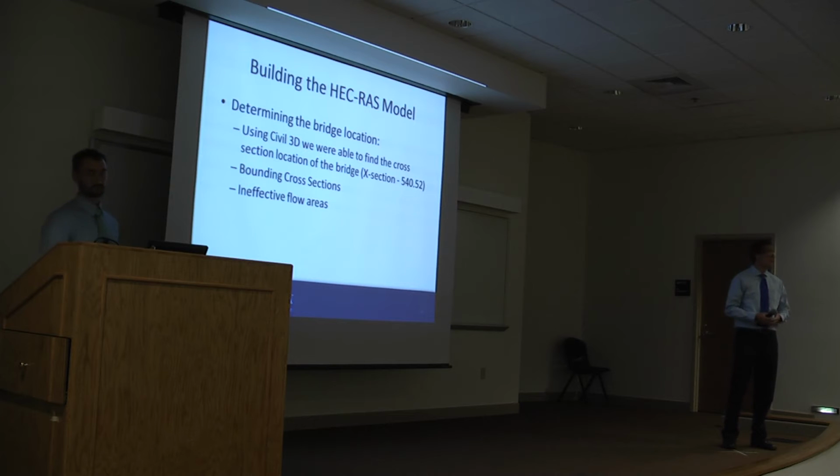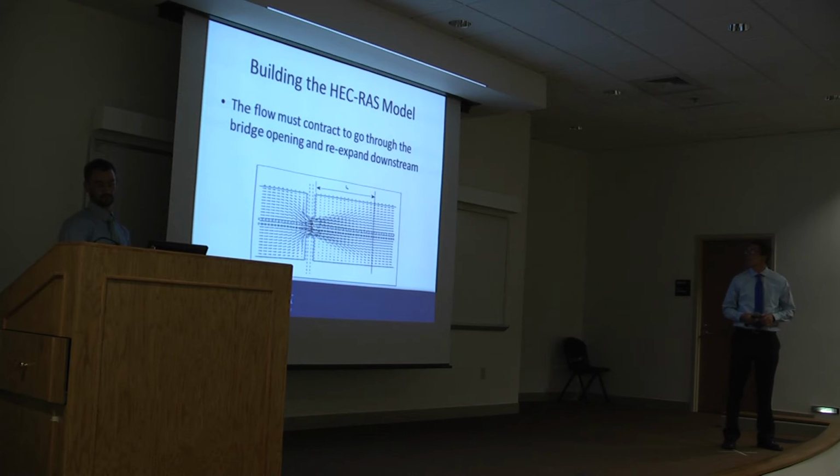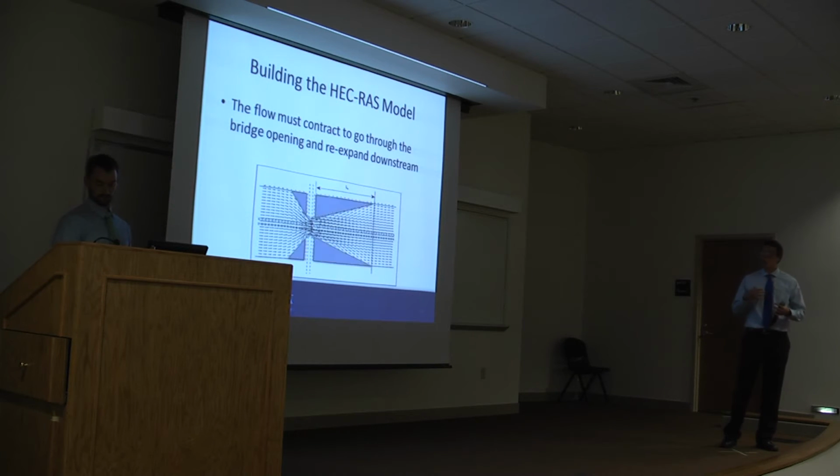So after we have the base model completed, we needed to figure out where the bridge location was. It was approximately at station 540, and we were able to obtain that information using AutoCAD Civil 3D. We also needed to know where our bounding cross-sections were and our ineffective flow areas, which we'll talk about in detail in the next couple of slides. So here we have water contracting through a bridge and expanding back out. The water has to contract down to go through the opening, and then it expands. Due to this, the velocity in the shaded regions is approximately 0. These are known as ineffective flow areas.